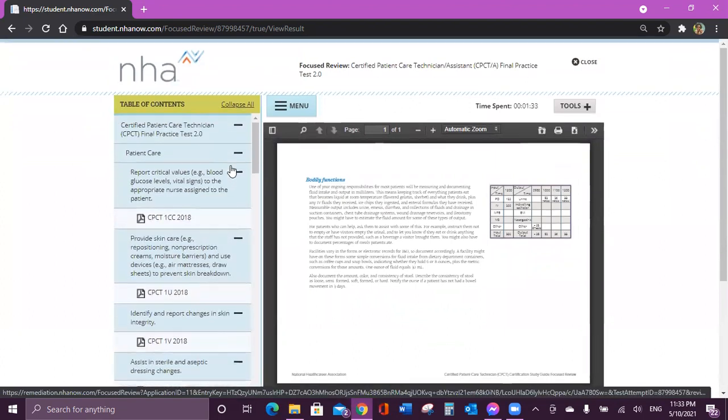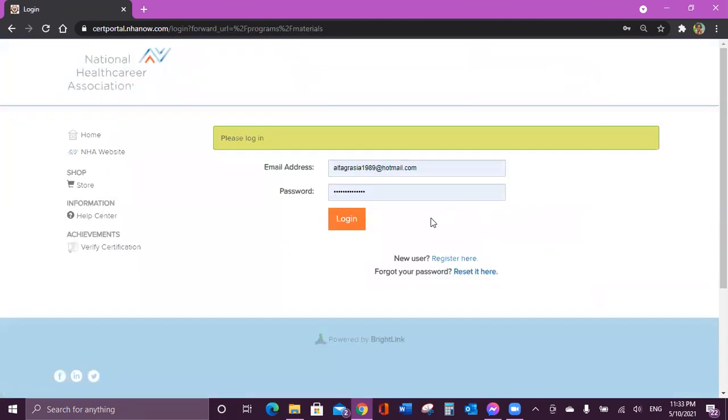Déjame parar la grabación. O sea, que aquí.